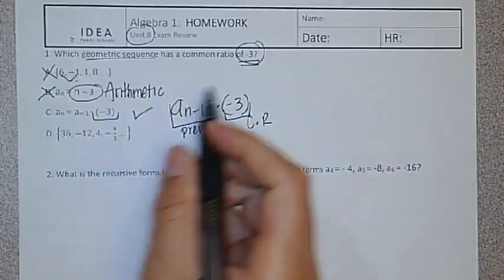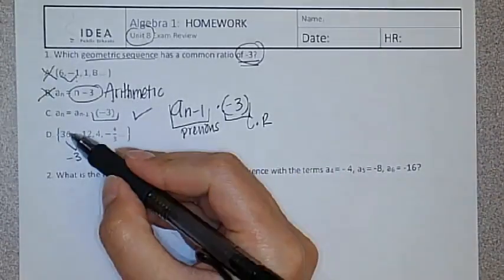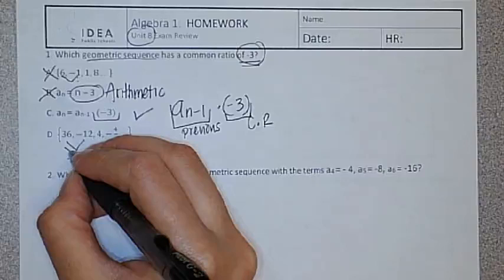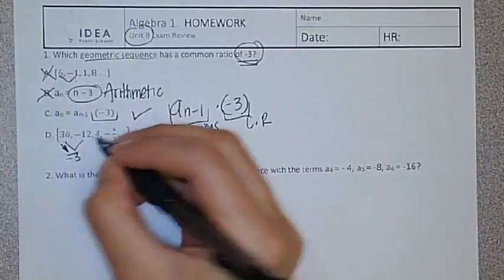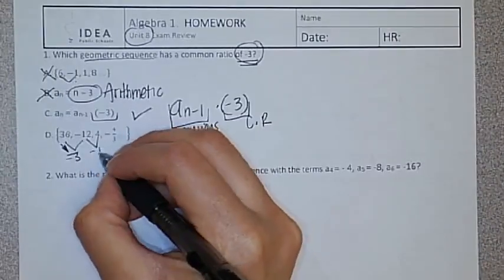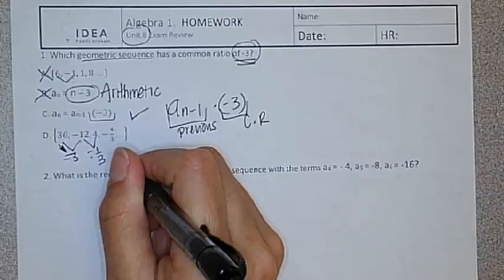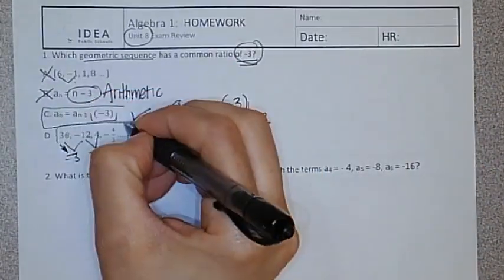Okay, and then here, if I multiply by -3, I wouldn't get 12 from 36. This one looks like it's -1/3. So 36 times -1/3 would give me -12, times -1/3 would give me 4 and so forth. So this one's 1/3, not -3. So in this case, C would be my answer.